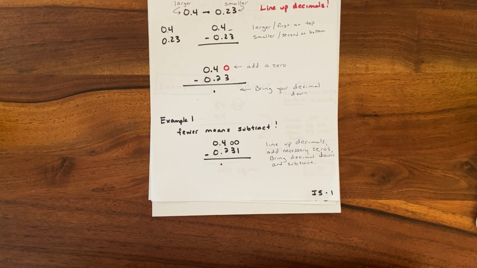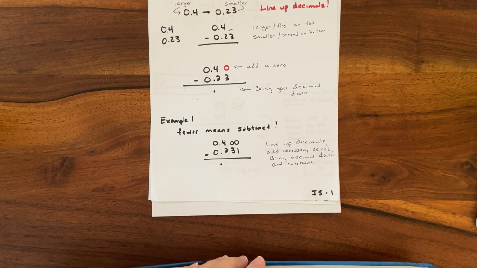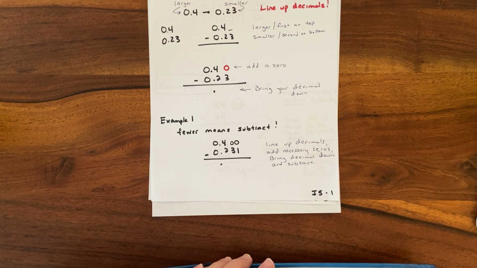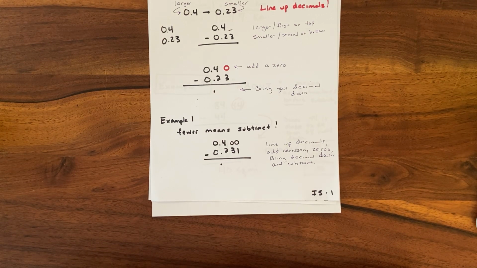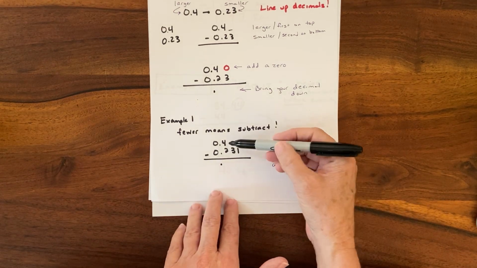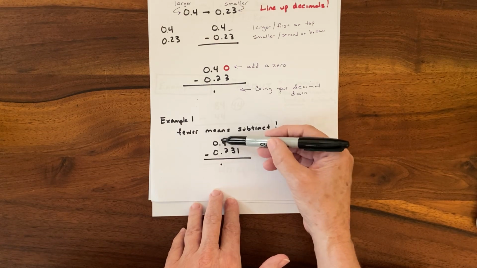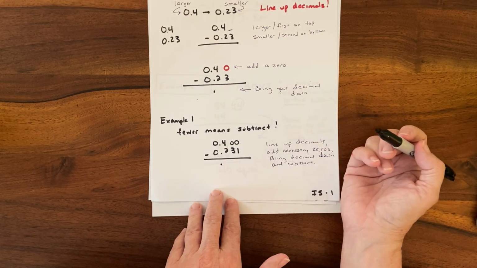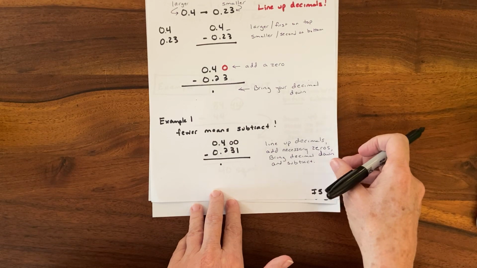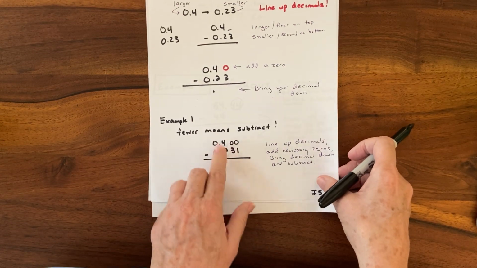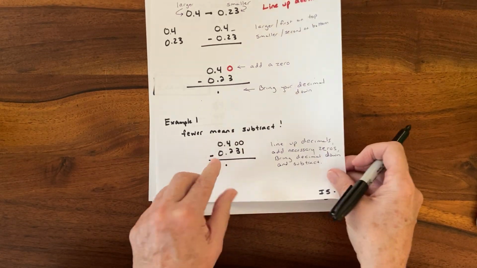It says brand X computer completed a task in 4/10 of a second. A brand Y computer completed the same task in 231 thousandths fewer seconds. What length of time did the brand Y computer take to complete the task? Okay, so 4/10, 231 thousandths. I add my zeros, bring my decimal down, and then it's pretty easy, right? Make sure the decimals are lined up, bring it down, then you can ignore it.